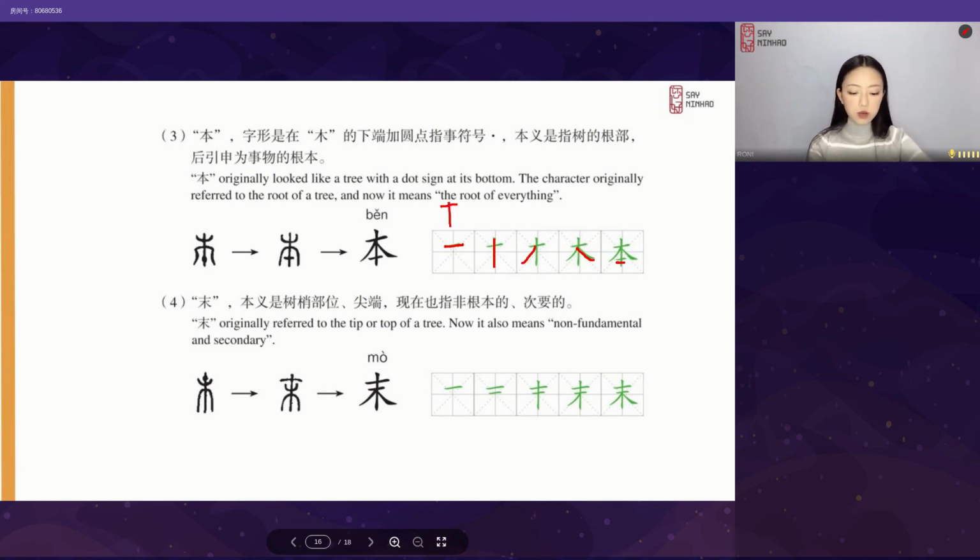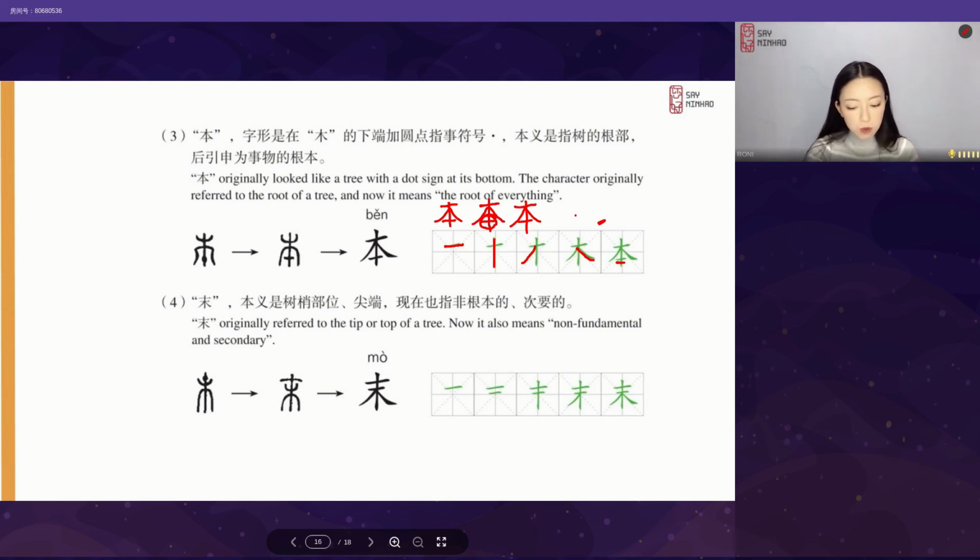Horizontal, vertical, left turning, right turning, and then a horizontal. Next, horizontal, vertical, left turning, right turning, horizontal. Again, horizontal, vertical, left turning, right turning, horizontal. This is the 本, and actually this part means the root of the tree in ancient time.